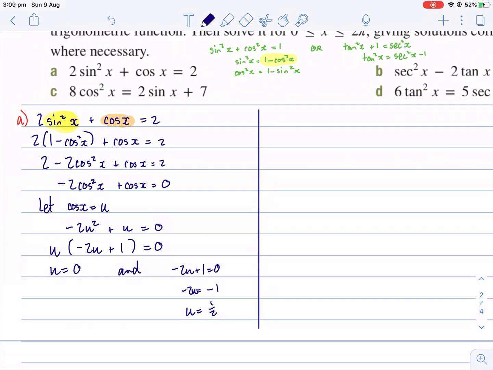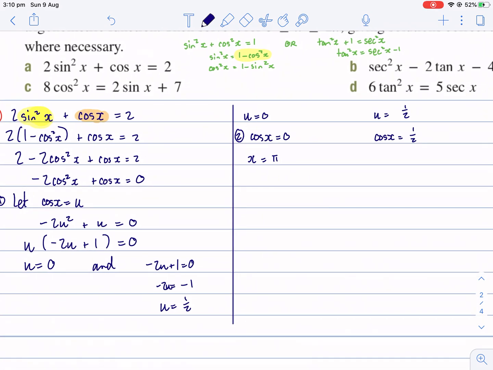I'm going to continue going on the other side of this. So u equals 0, u equals a half means cos x equals 0, cos x equals a half. Now we know cos x equals 0 when x equals pi on 2, so it's 90 degrees. We know cos x equals a half when x is, now that's going to come out as a half when it's 60 degrees, pi on 3.